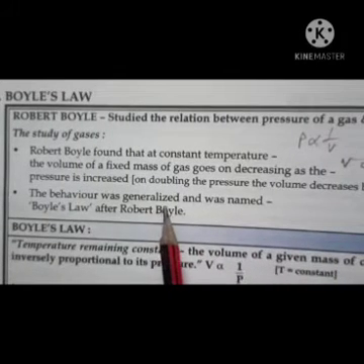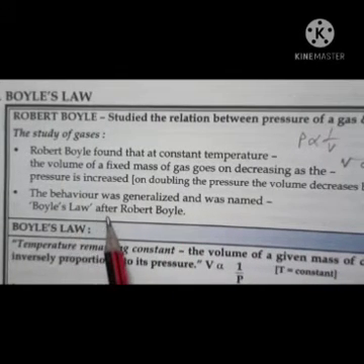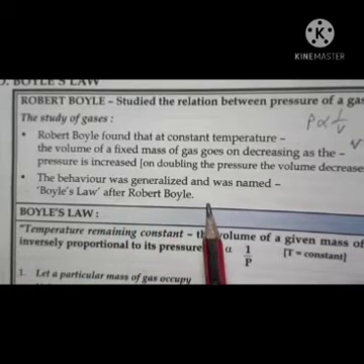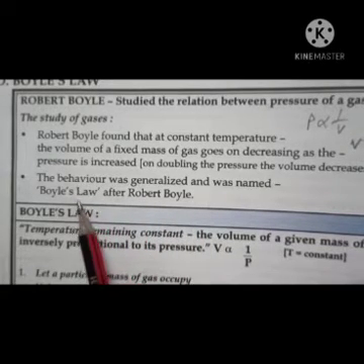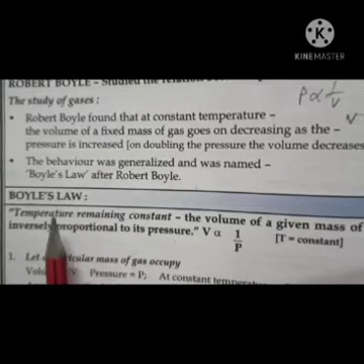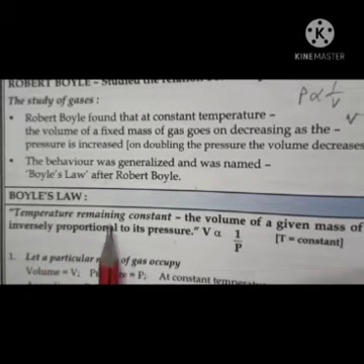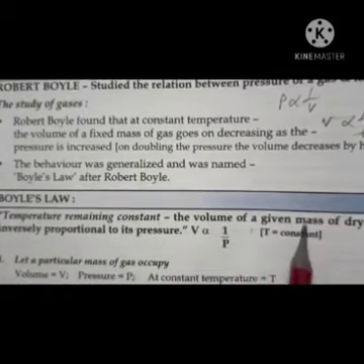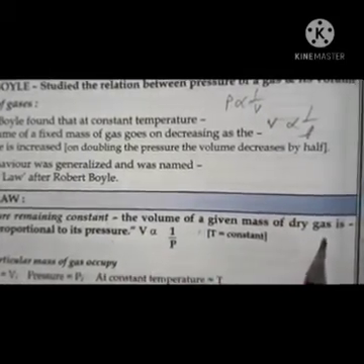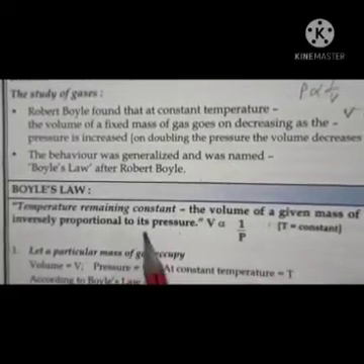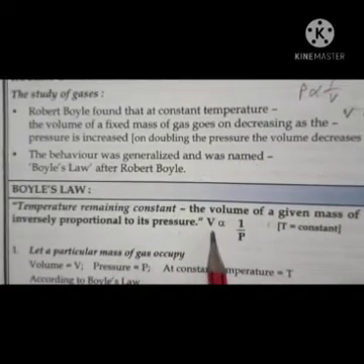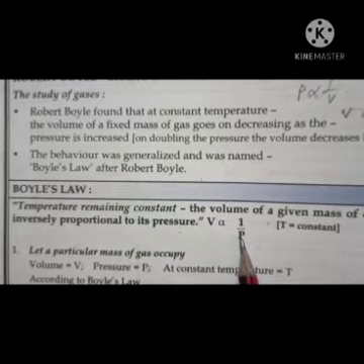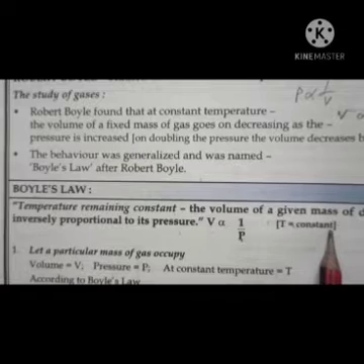And then he gave a law that is called Boyle's law, and because it is given by Robert Boyle, its name is Boyle's law. Okay, now what does Boyle's law state? At constant temperature, the volume of a given mass of a dry gas is inversely proportional to its pressure. Means V is inversely proportional to 1 upon P, where T is constant.